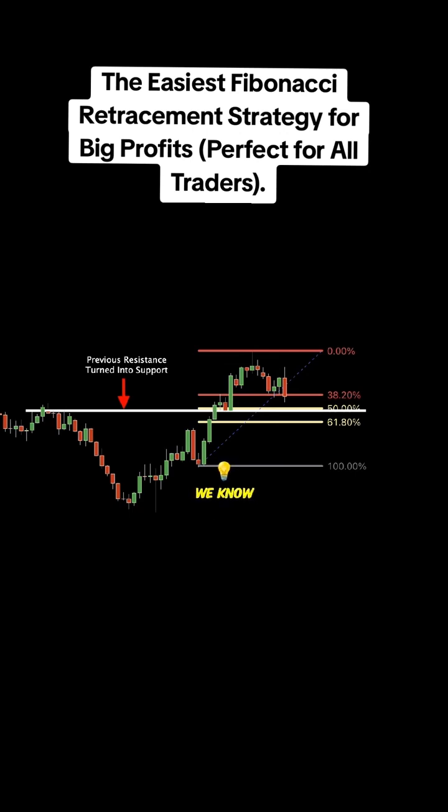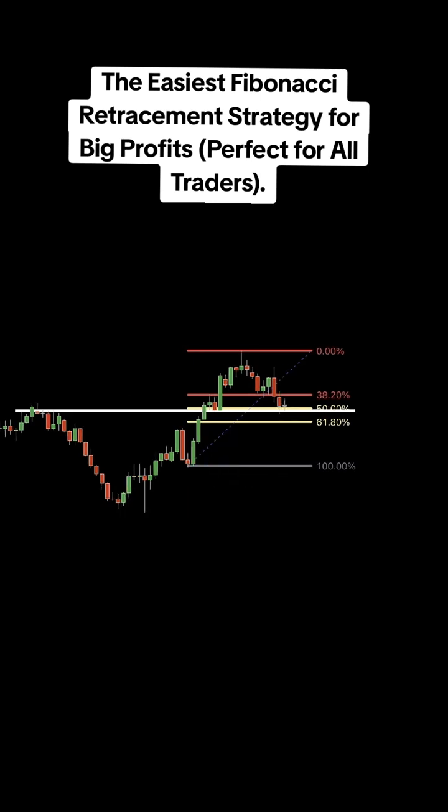First, the trend. We know buyers are in control, so we're trading in the direction of market makers. Second, we have a key level, a former resistance that has now turned into support, aligning with our Fibonacci retracement level. All we need now is the third element, a liquidity sweep signal to confirm our entry.